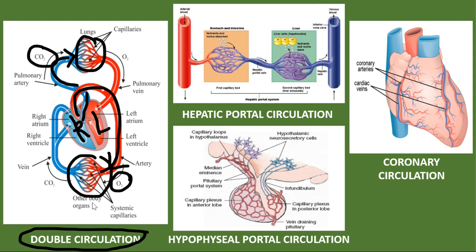Thus, blood circulates in the body along two independent paths, the pulmonary circulation and systemic circulation. While circulating through these two pathways for completing one circuit, blood flows twice in the heart, once in the right half and once in the left half.